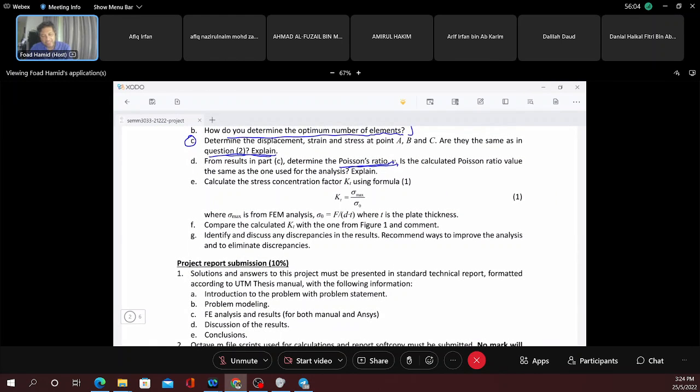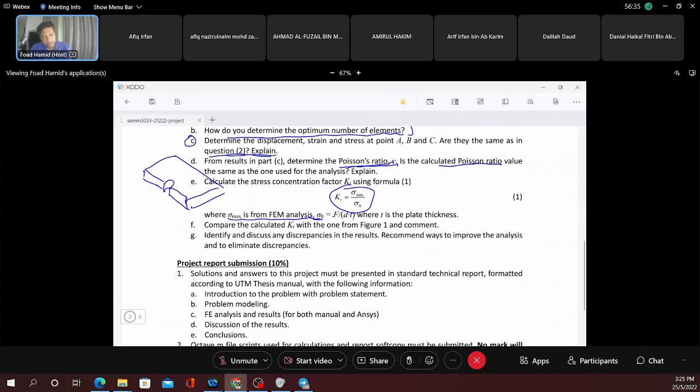Okay, so this is part D. Is the calculated Poisson ratio the same as the one we use? Calculate the stress concentration factor using this formula. Sigma max is from the FE analysis, and sigma naught is just F over D times T. D times T is basically just your area. It's just your area.